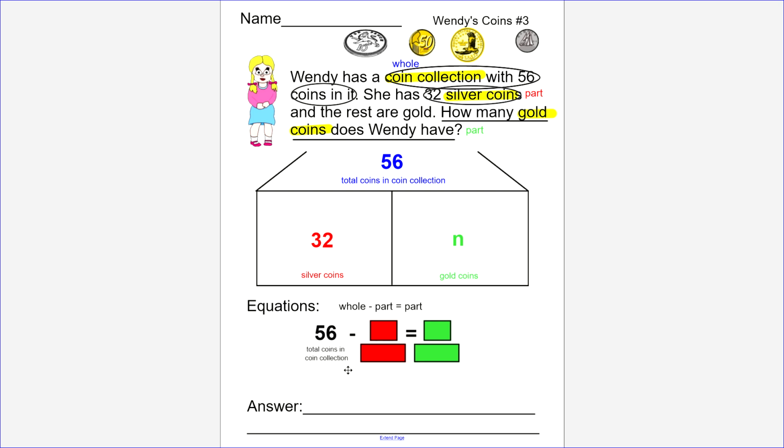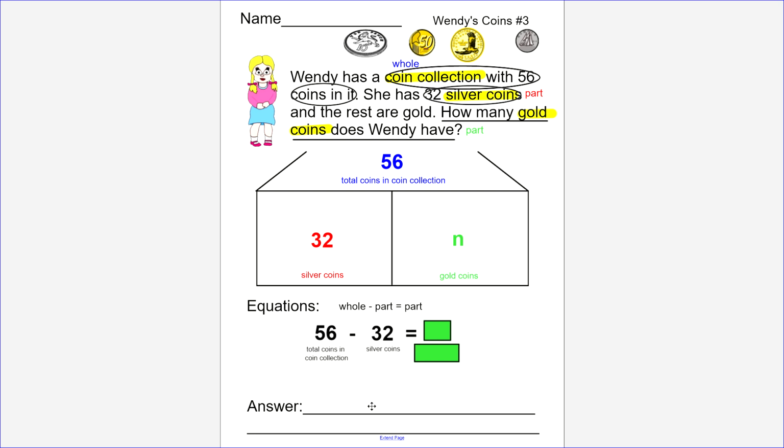Now, we are going to subtract the part that we know, because this is a whole minus part equals part equation, and we want to find our unknown. Look at the bar diagram. What is the part that we know? I want you to think about both the number and the label, so you're thinking about what that number means. What is the part we're going to subtract? Yes, we're going to subtract 32 silver coins because it's the part that we know.